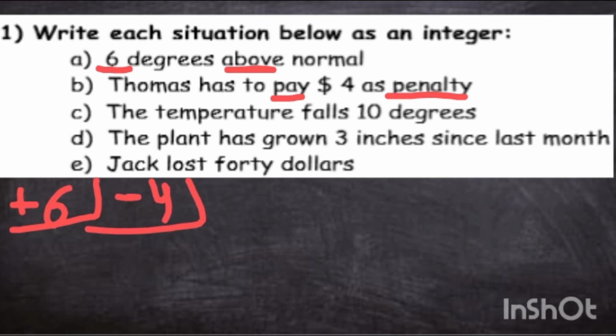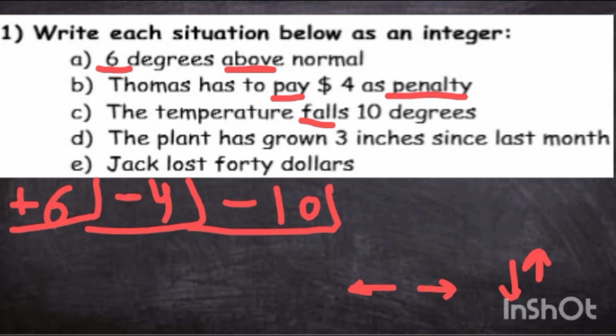Then in our part C, the situation is the temperature falls 10 degrees. We know that falls is negative, up is positive, above is positive, right is positive, left is negative. So here it says it falls 10 degrees, which is -10.